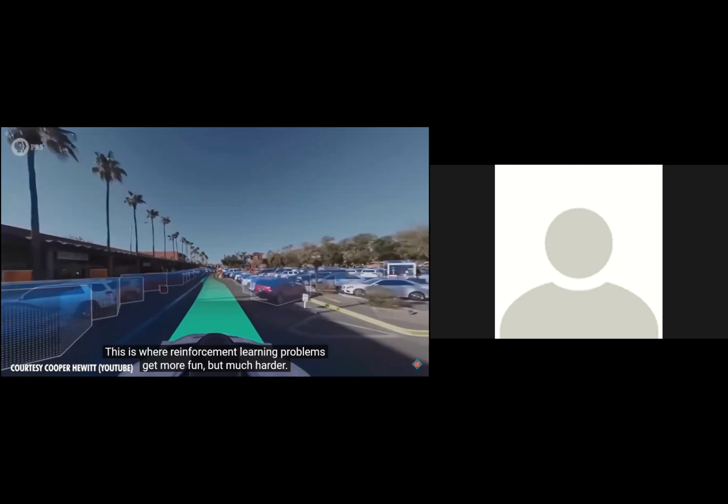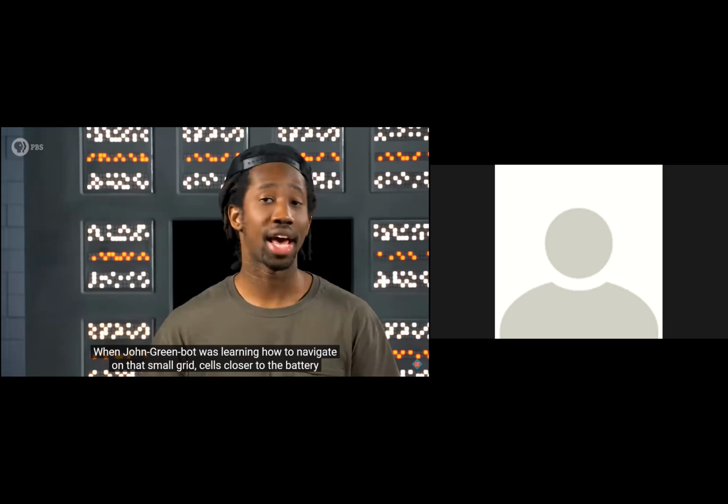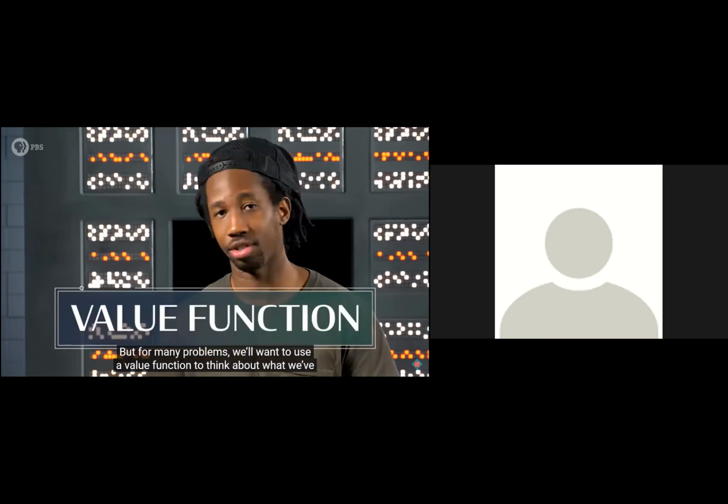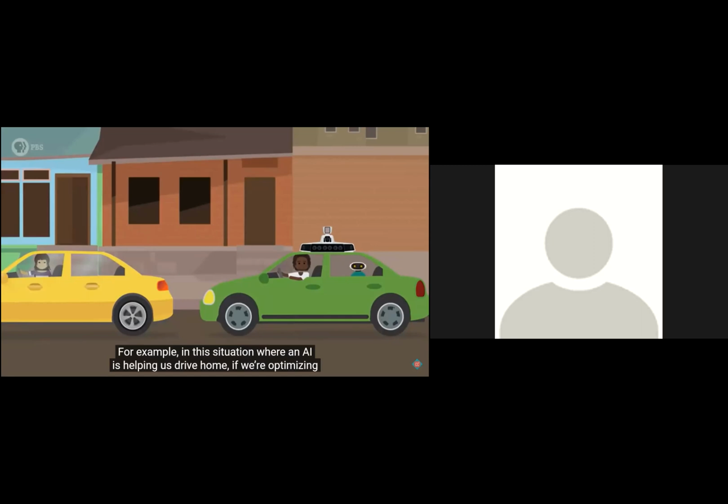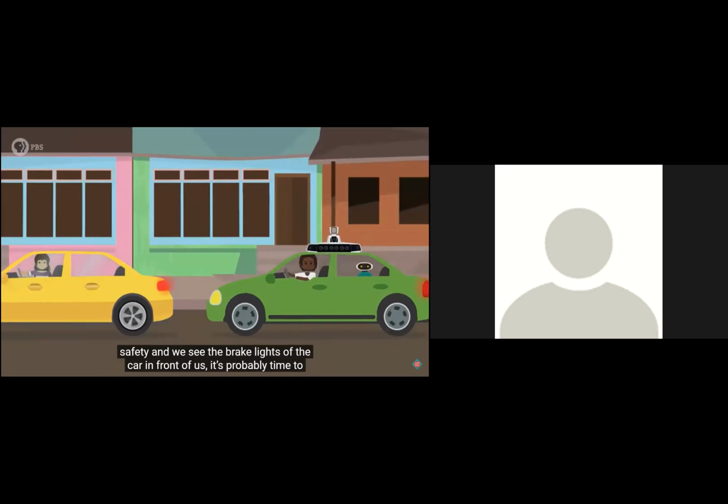When John Greenbot was learning how to navigate on that small grid, cells closer to the battery had higher values. But for many problems, we want to use a value function to think about what we've done so far and decide on the next move using math. For example, in this situation where an AI is helping us drive home, if we're optimizing safety and we see the brake lights of the car in front of us, it's probably time to slow down.